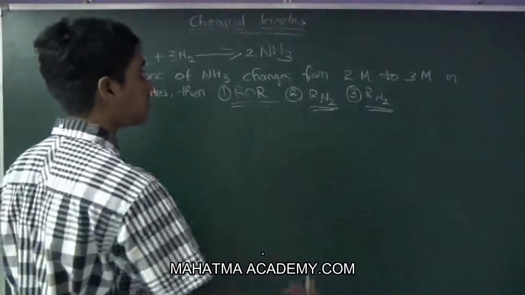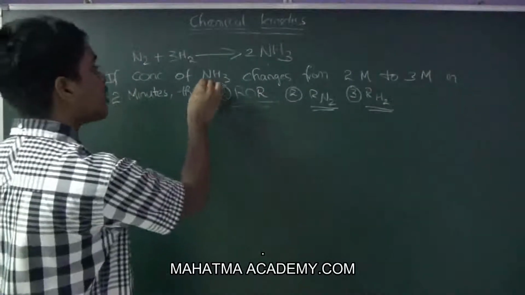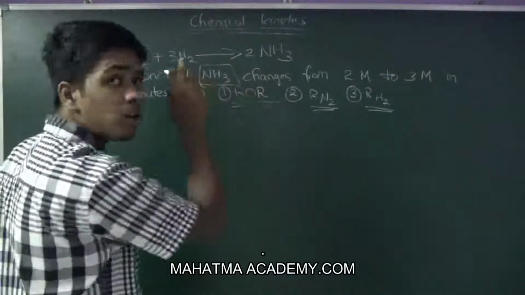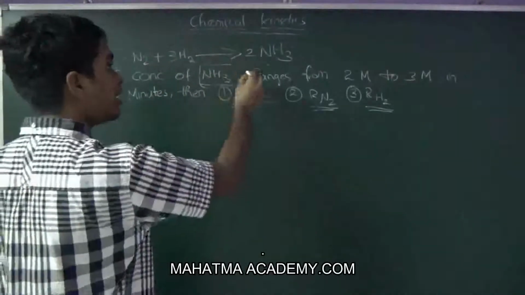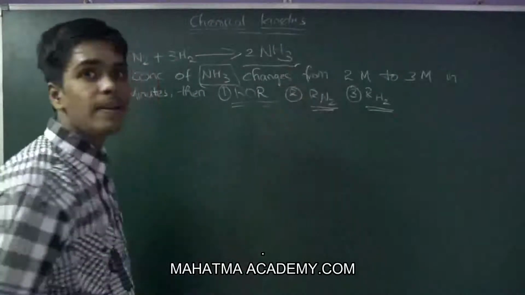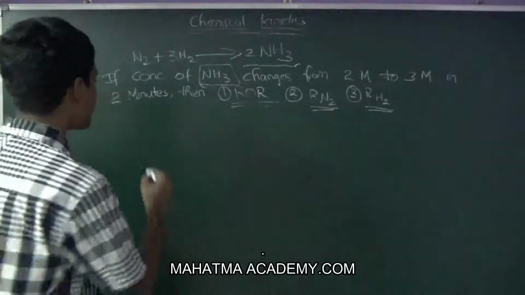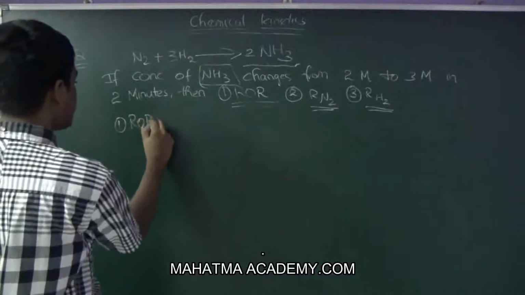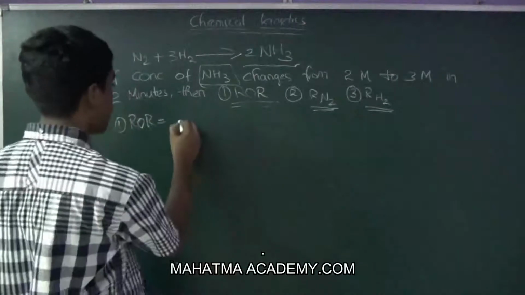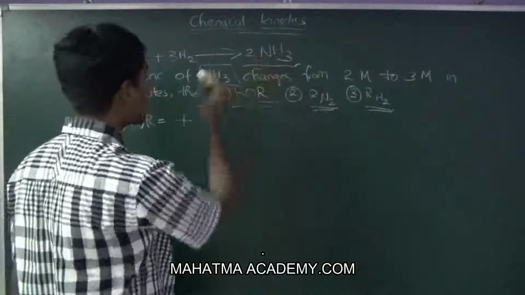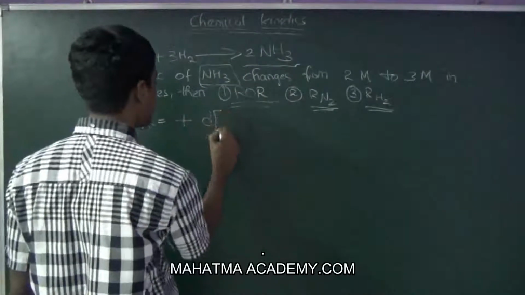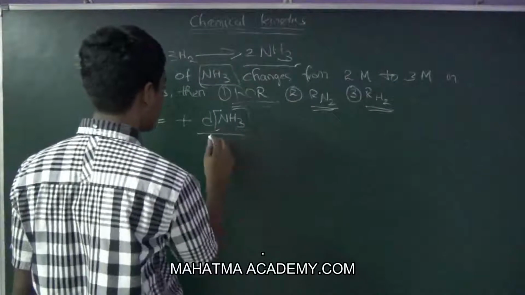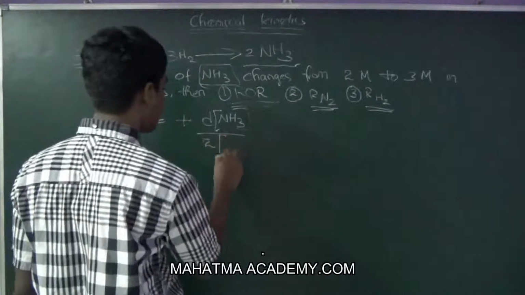Now in the question it says NH3. In the reaction, it is on the product side. Now we have to take it as positive. First, the rate of reaction is equal to plus, because it is the product, d of NH3 upon 2 into dt.